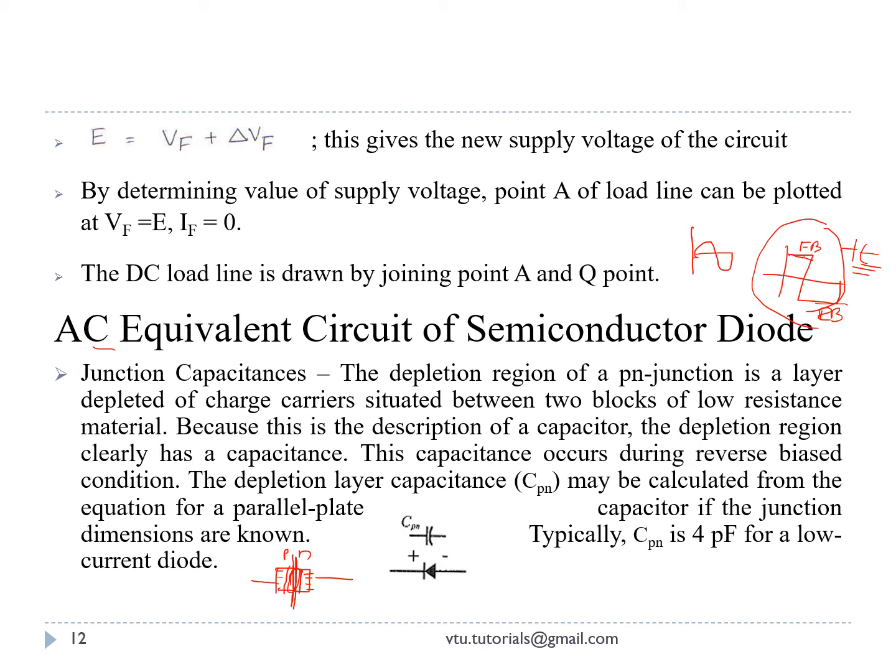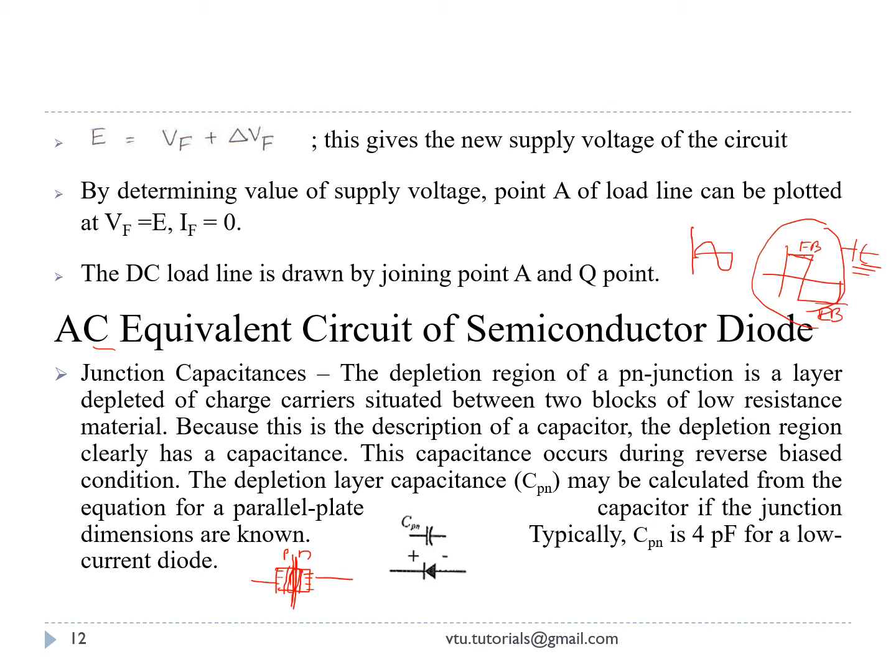Because this is the description of a capacitor, the depletion region acts as a capacitance. By this property, we can say that the depletion region is a capacitance. This capacitance occurs only during the reverse bias condition. We'll see next how it happens. The depletion layer capacitance is calculated from the equation of a parallel plate, as you know, and typically the junction capacitance is 4 picofarad for a low current diode.